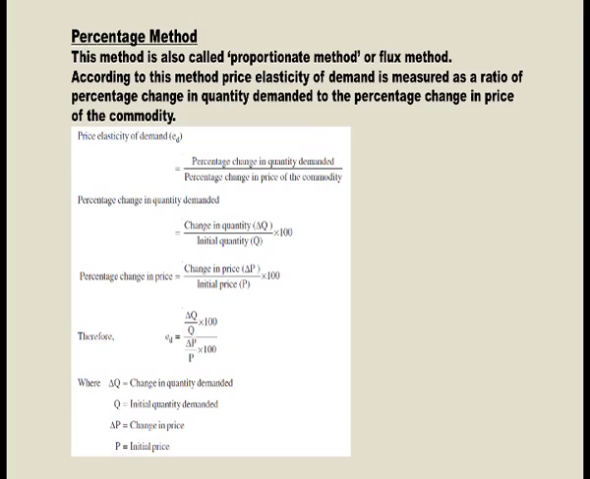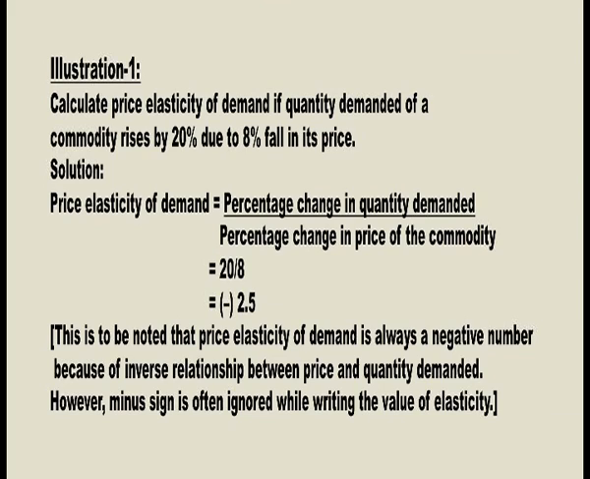Now we can have an example here. Calculate price elasticity of demand if quantity demanded of a commodity rises by 20% due to 8% fall in its price. We can calculate it like this. Price elasticity of demand is equal to percentage change in quantity demanded divided by percentage change in price of the commodity. So we get 20 divided by 8, it is minus 2.5.